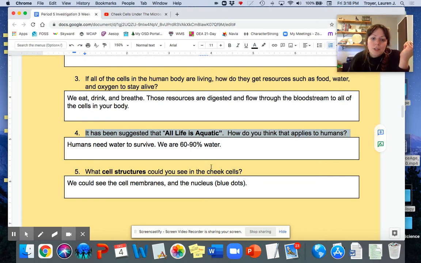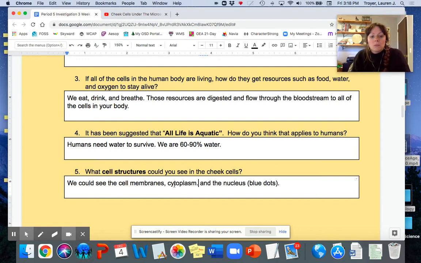What cell structures could you see in the cheek cells? We could see those dark blue dots, which are the nucleus, the nuclei. We could see the cell membranes. We could see cytoplasm. There's the internal jelly.